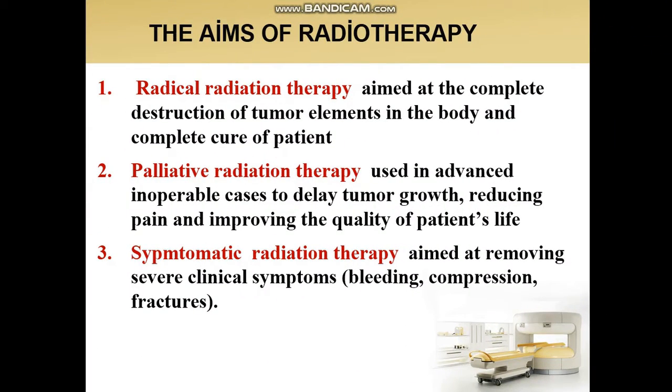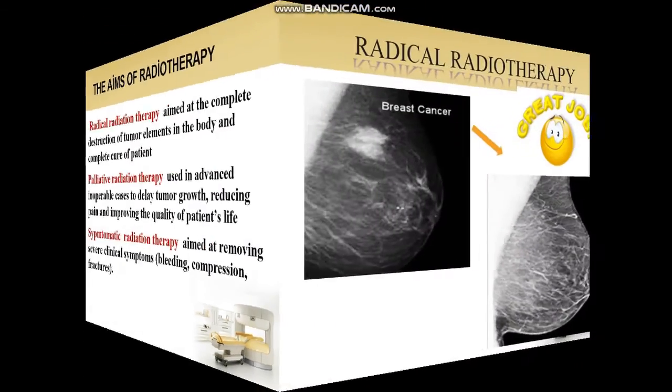The next aim of radiotherapy is palliative radiotherapy. Palliative radiation therapy is used in advanced inoperable cases to delay tumor growth, reduce pain, and improve the quality of the patient's life. Incurable cancer causes many problems from local effects and the effects of spread to distant organs. Radiotherapy is the most effective treatment for people with incurable cancer. And in these cases, we use palliative radiotherapy.